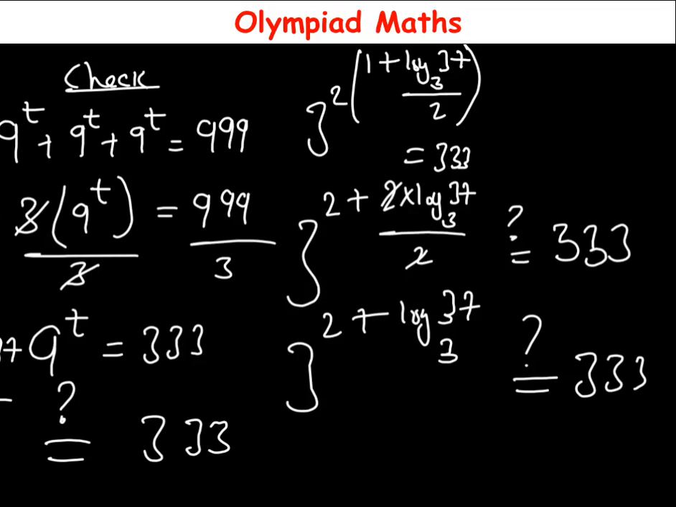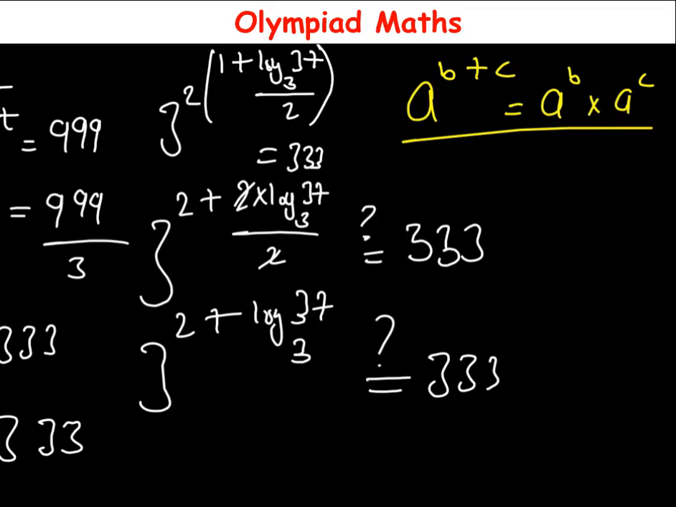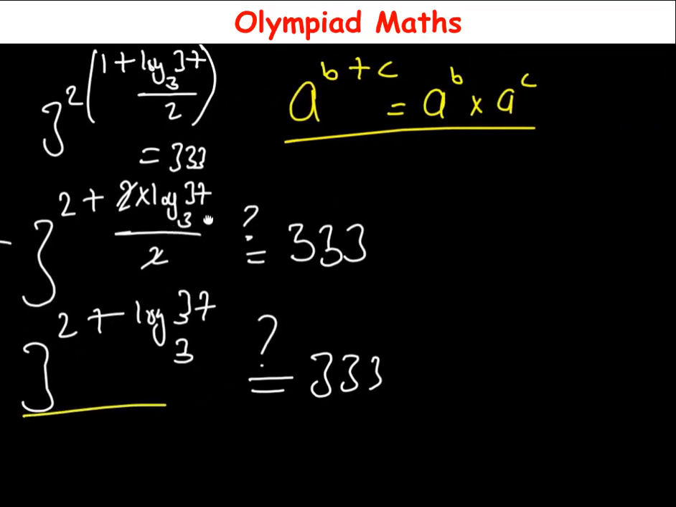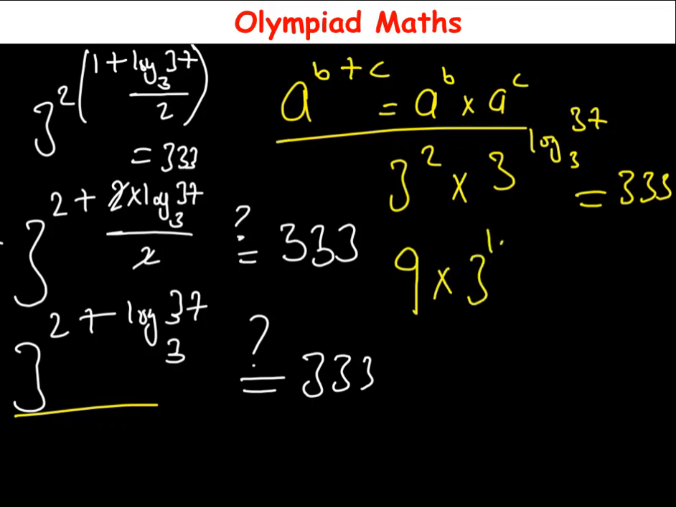From here, there is a rule that we're going to apply, and the rule is that if you have a raised to power b plus c, this equals a raised to power b times a raised to power c. So applying this rule right here, what we then have is 3 raised to power 2, then times 3 raised to power log 37 base 3, with this equal to 333. Now 3 raised to power 2 is 9, times 3 raised to power logarithm of 37 base 3, with this equal to 333?